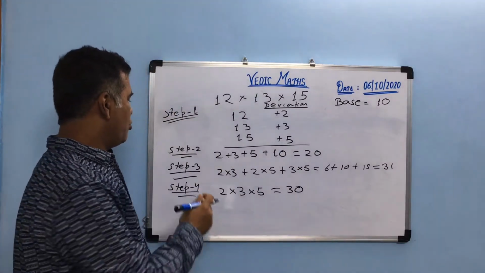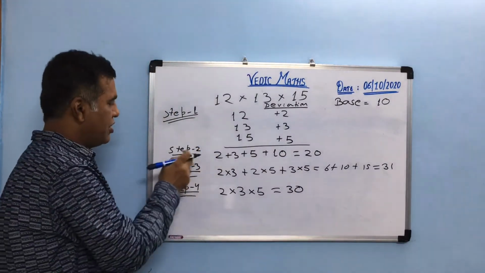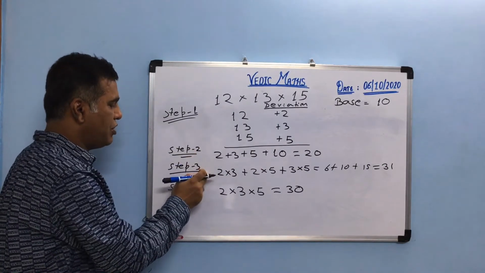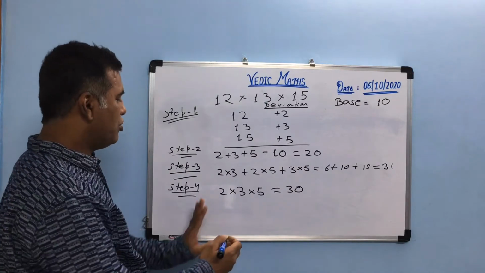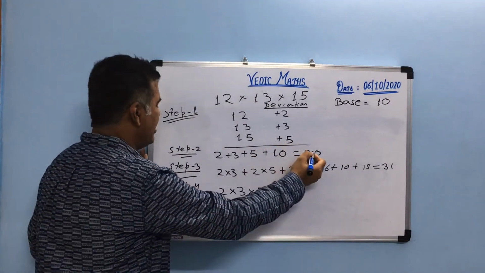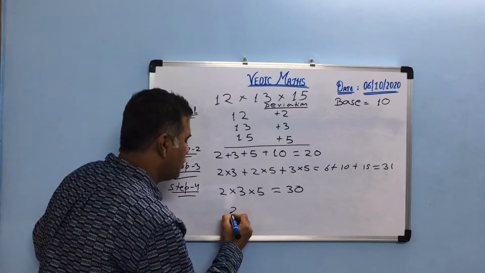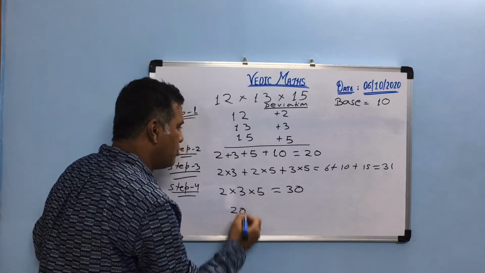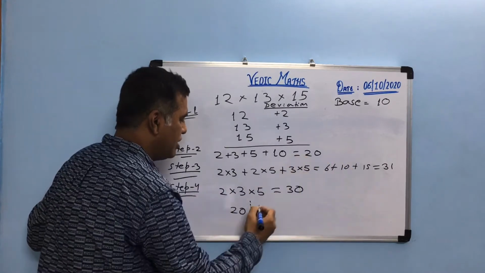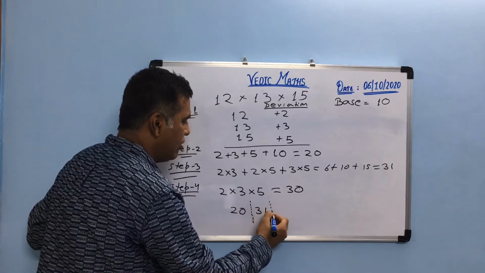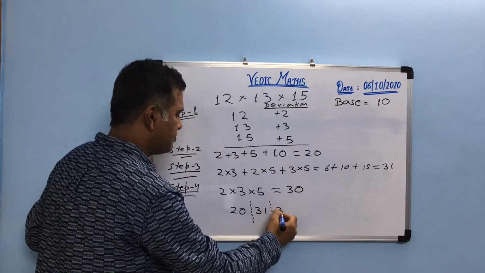So in this way we will get three numbers: in step 2 one number, in step 3 one number, in step 4 one number. Then what I will do? I will write from left to right. First I will write 20, then I will write 31, then I will write 30.